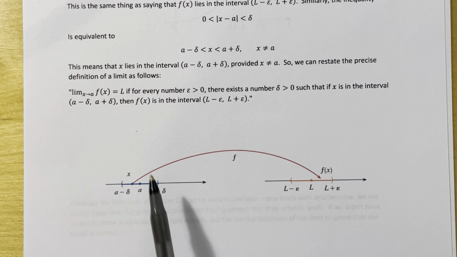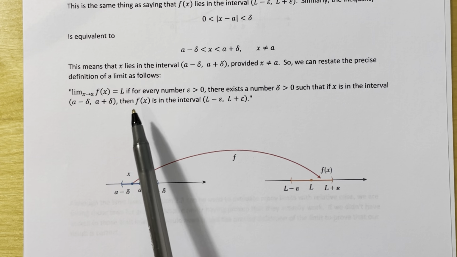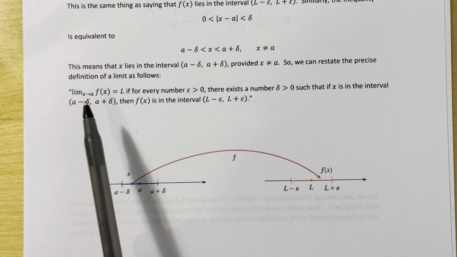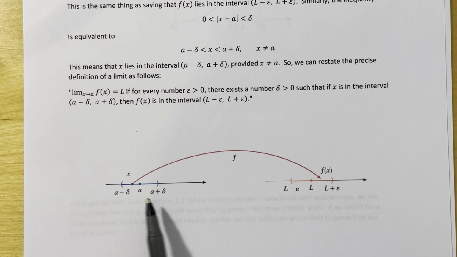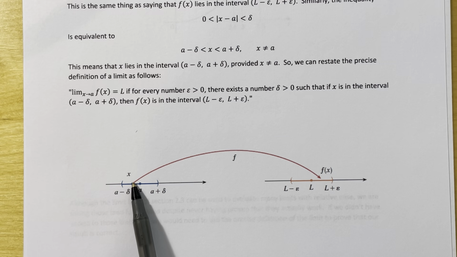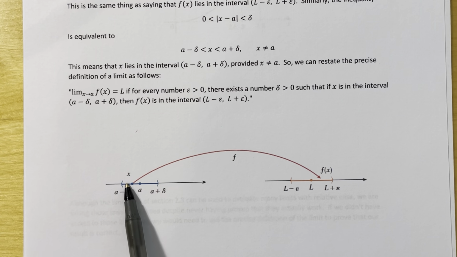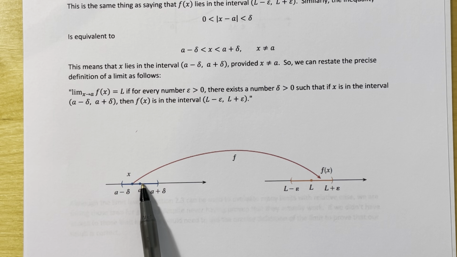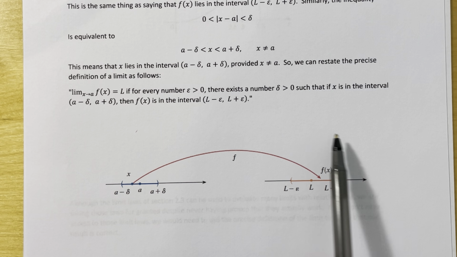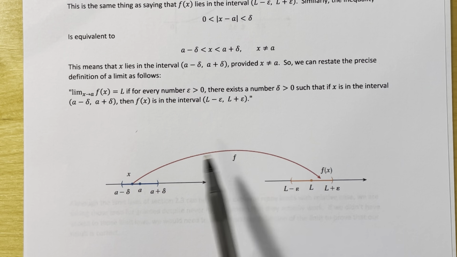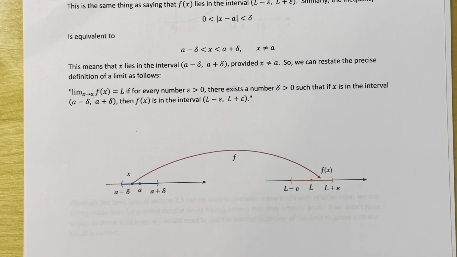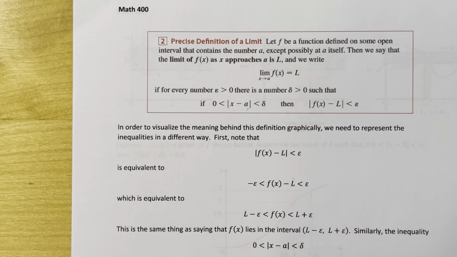Once we have found that, if this limit exists, if the limit as x approaches a of f of x is equal to L, then no matter what point we choose in this interval, once we plug it into our function, the result should always land in this interval. We should never be able to find a point in here which can be plugged into f and give us a result that lands outside of it. We should always hit that target if this delta was found correctly. Okay?